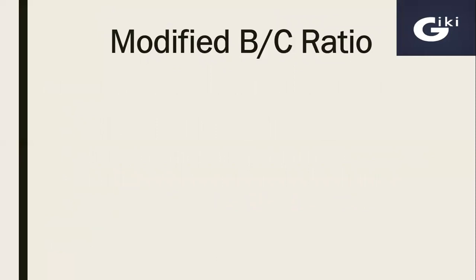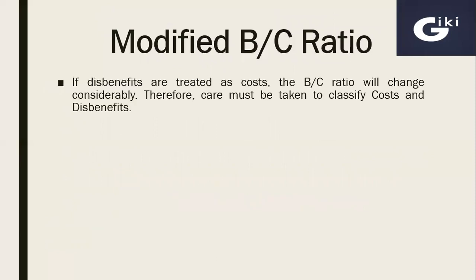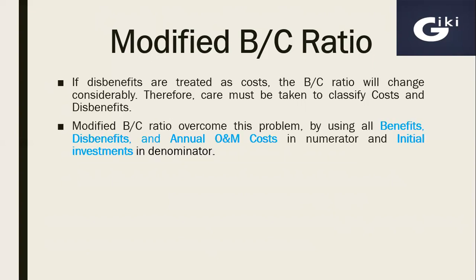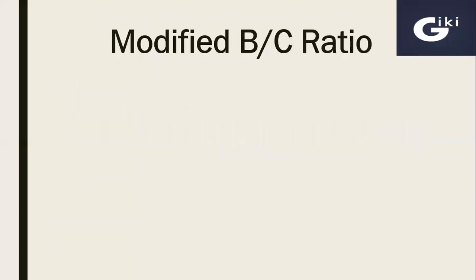Then we have the modified benefit cost ratio. If these disbenefits are treated as costs, the benefit cost ratio will change considerably. Therefore, care must be taken to classify costs and disbenefits. Modified B over C ratio overcomes this problem by using all benefits, disbenefits, and annual operating and maintenance costs in the numerator and initial investment in the denominator. So this is the difference between conventional B over C ratio and modified B over C ratio.